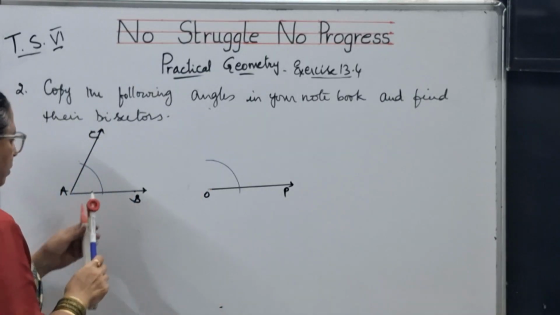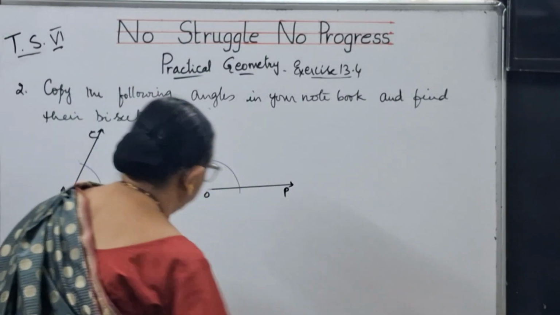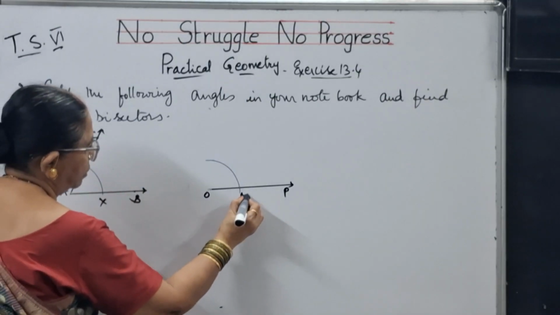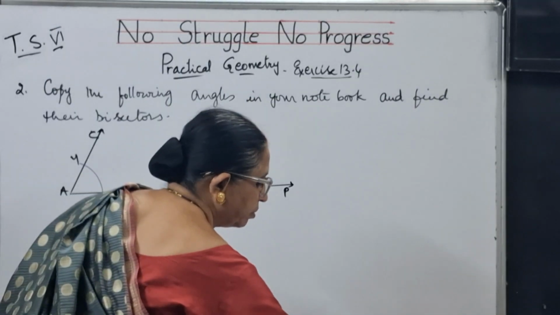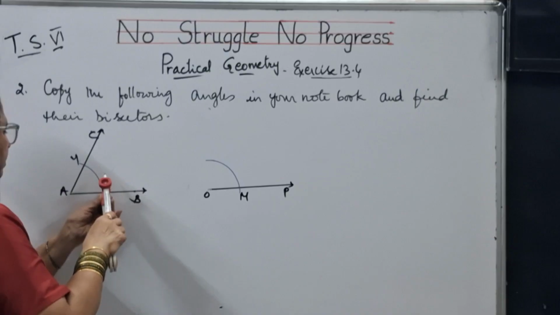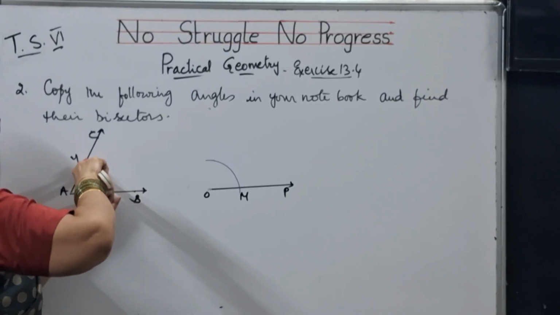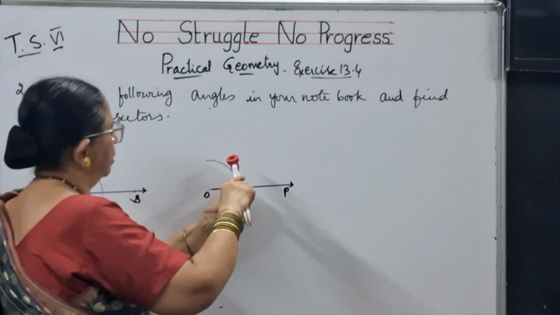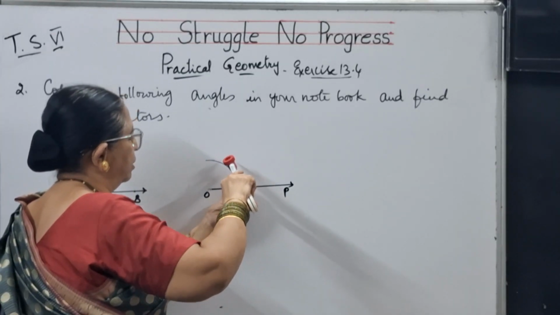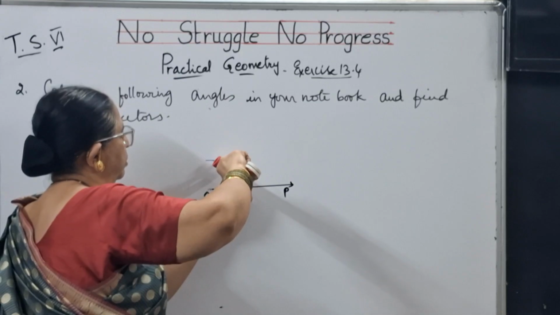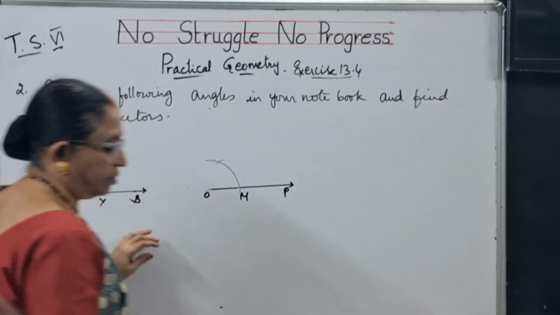Now, let us call this X and Y and this point as M. Now, X as a center, reduce it up to X. And the same thing, you have to take the same radius, M as a center. You have to draw an arc upon it. That is N.